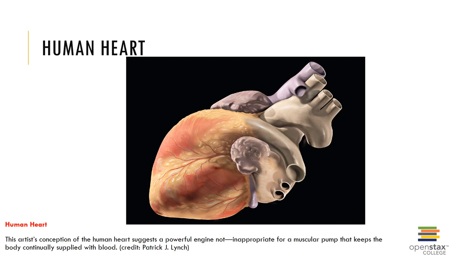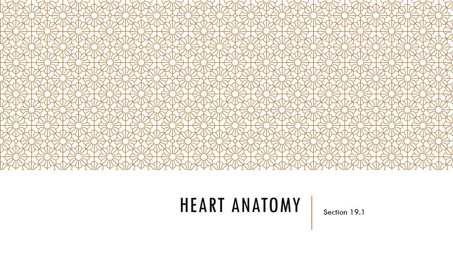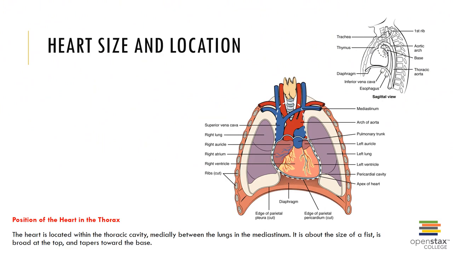It is shaped like an inverted cone with a pointed apex oriented down and the broad flat base oriented up. A typical adult heart measures approximately 5 inches from the base to the apex. Looking at the heart from this view, you can see where the heart is located within the thoracic cavity.